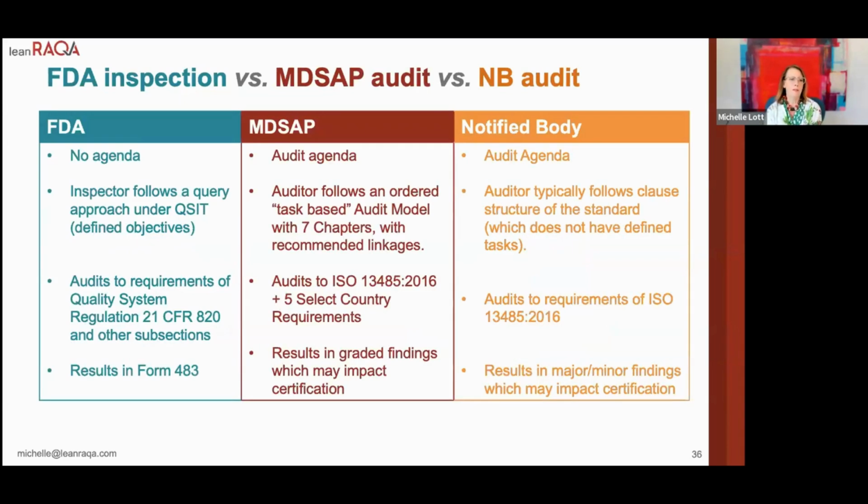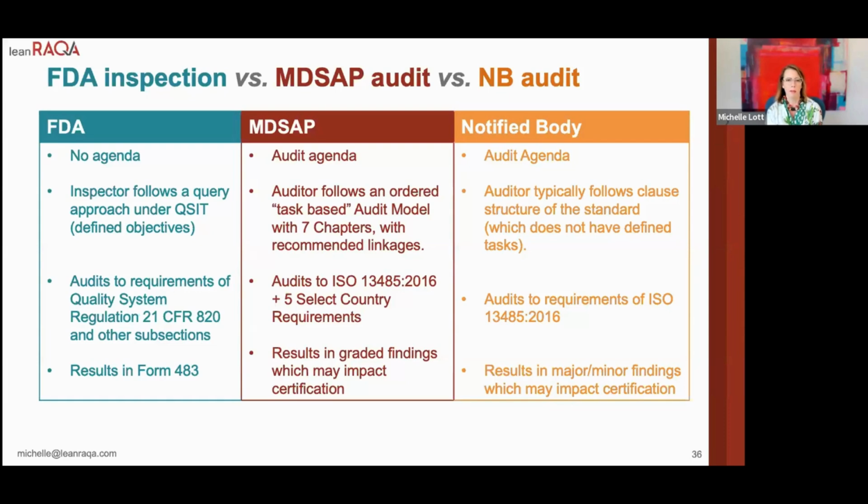So currently FDA does not have an agenda per se because they use that QSIT approach. So they just follow where the systems and the evidence take them. It is currently conducted to 21 CFR 820. That is going to be expanded, obviously, to include clauses of 13485. They document their results in Form 483 for inspectional observations.